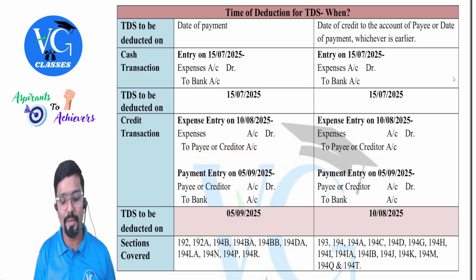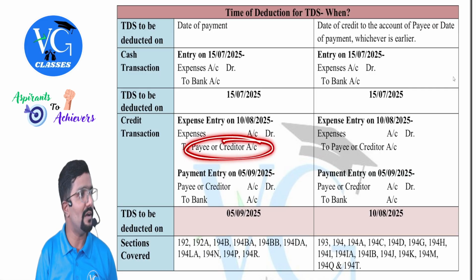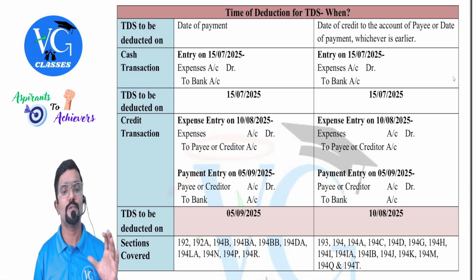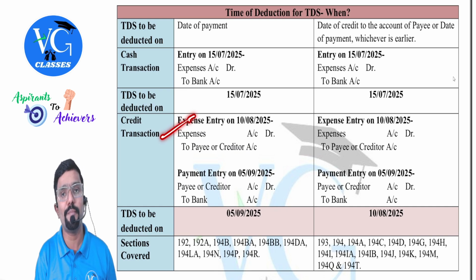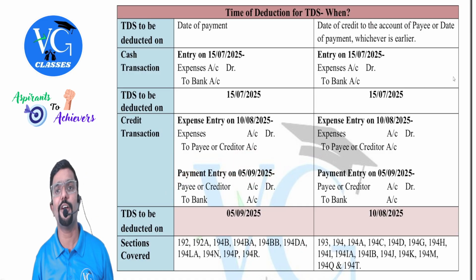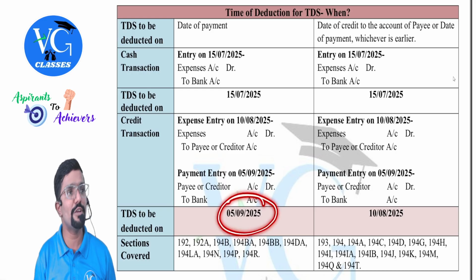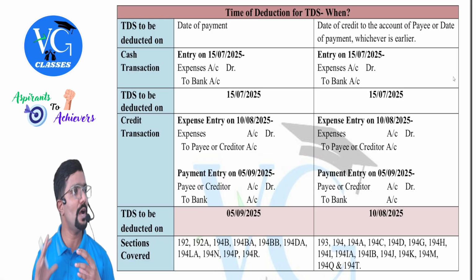So assume we are making the payment on 5th September, Teachers' Day. What is the entry for it? Whatever credit was there or liability was there, I am clearing it. So payee or creditor to bank. So this is the day on which we have passed the expense entry, whereas this is the day on which we have made the payment. TDS has to be deducted on what day? 5th September. That is the date of payment. So TDS has to be deducted on 5th September and it should be remitted to the government on or before 7th of October, guys.